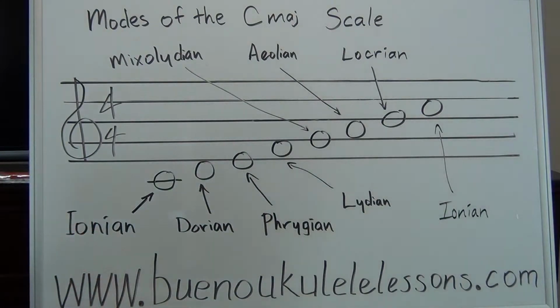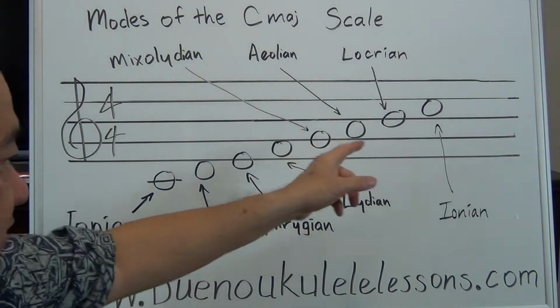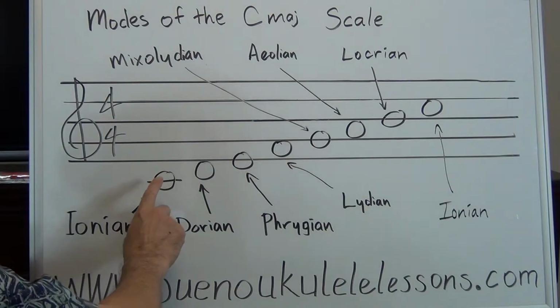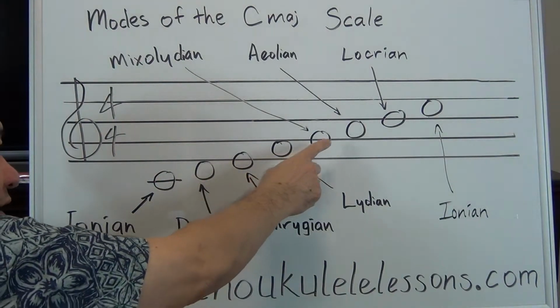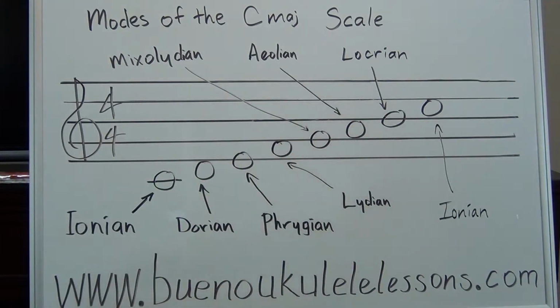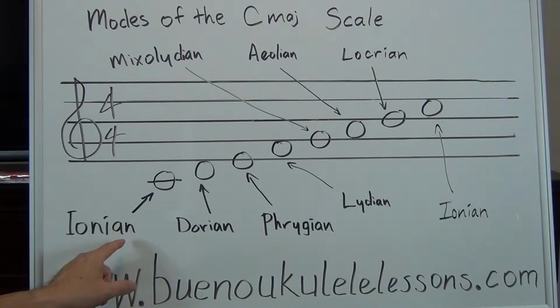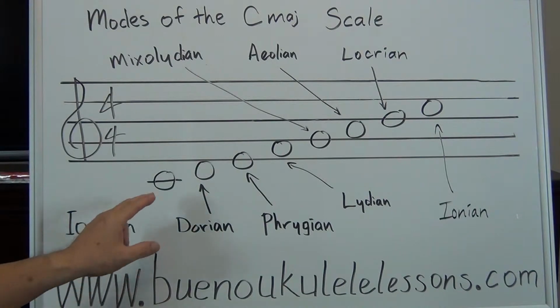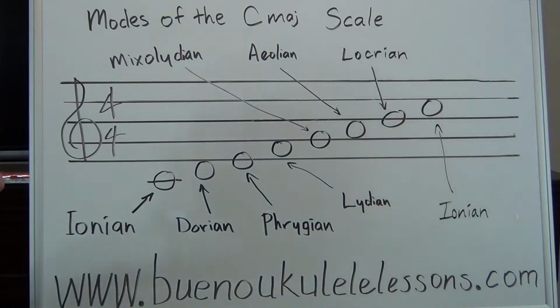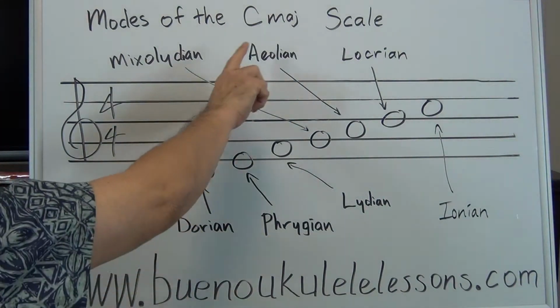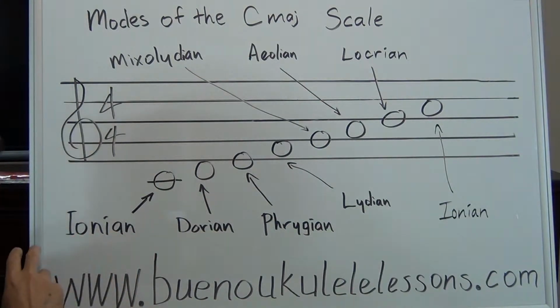We're going to go through this. This is the C major scale, so it's C, D, E, F, G, A, B, C. The first note of the scale is called Ionian, okay? If you build the scale upon that, another name for the C major scale is an Ionian scale, okay?